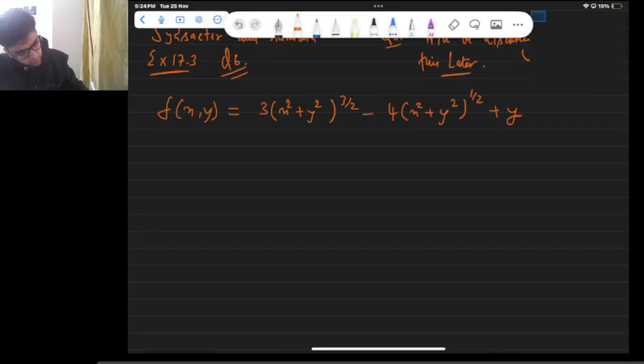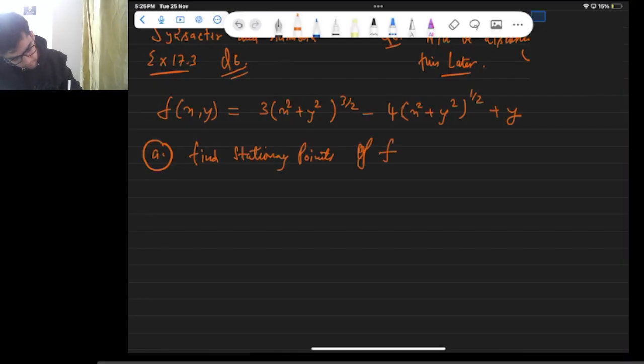Now we need to find the stationary points. Part A says: find the stationary points of f(x, y).